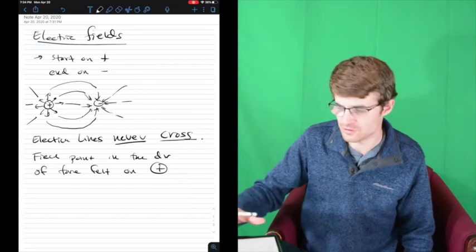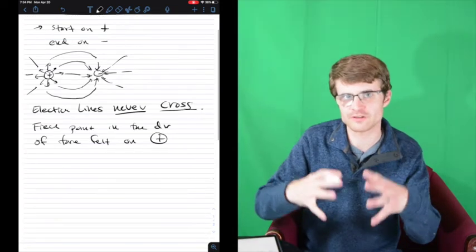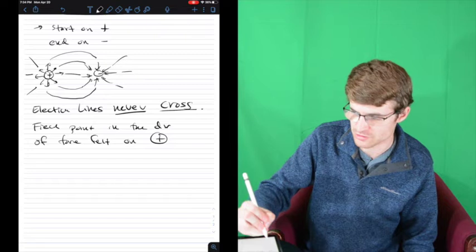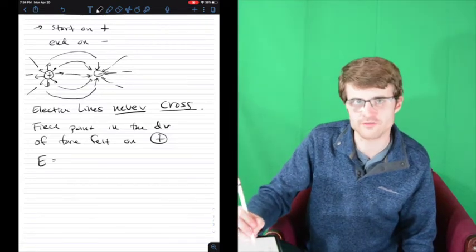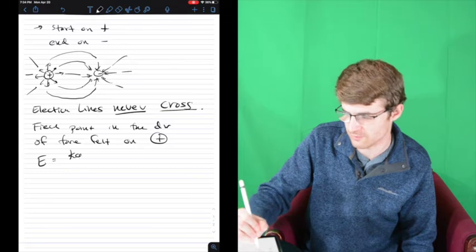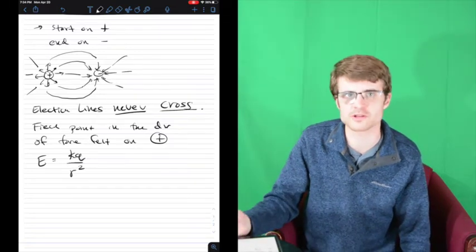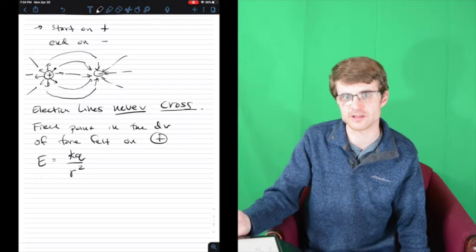So for a distribution of point charges, there's a formula for the electric field that's coming off of that point charge. You'll remember that E, the strength of the electric field, is equal to KQ divided by R squared, and that squared is important. It distinguishes it from electrical potential.